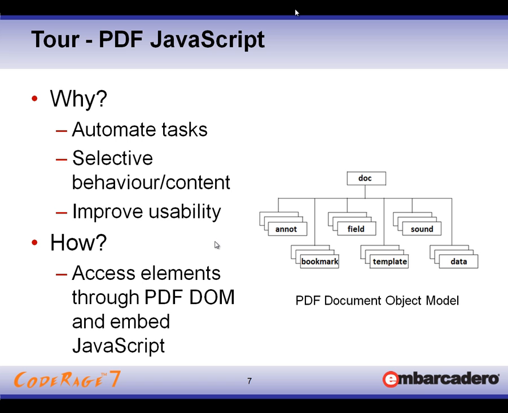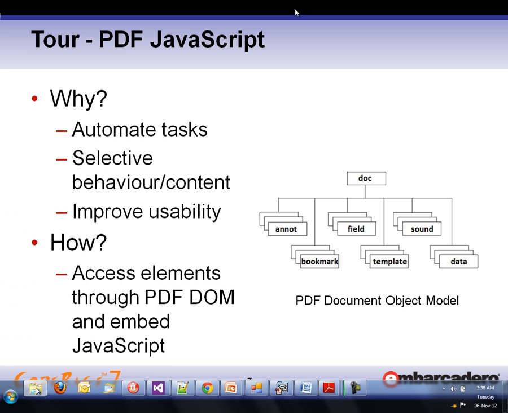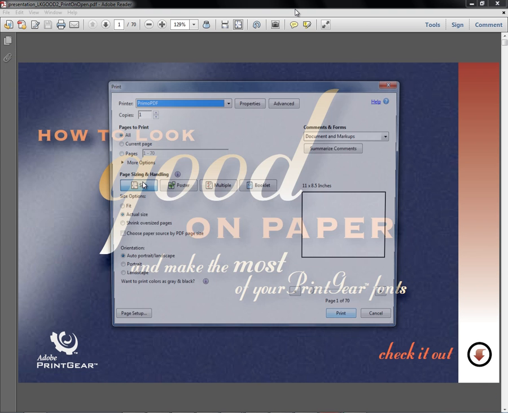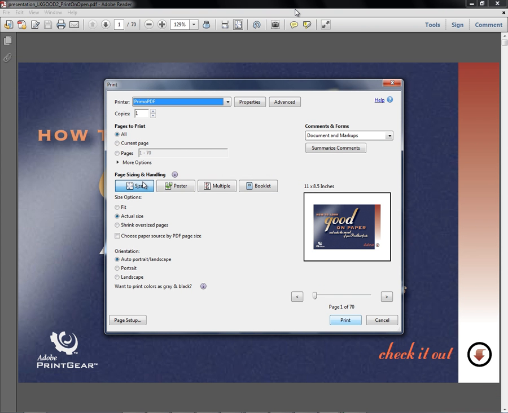So just as in HTML, we use JavaScript to make our web applications easier to use and more interactive. For the same reasons, we can use JavaScript in PDF documents to make them more interactive and easier to use. Here are some examples. One may be to automate some tasks. For example, when a document is open, you may want to print it, and I have such a document here where JavaScript has been embedded in the PDF to print the document when it's open. So this one, when I open this document, it immediately pops up the print dialog.